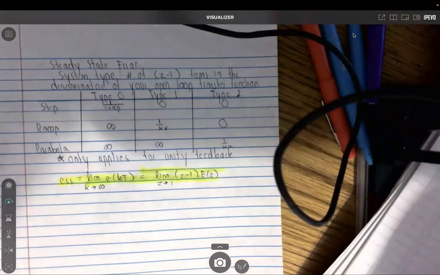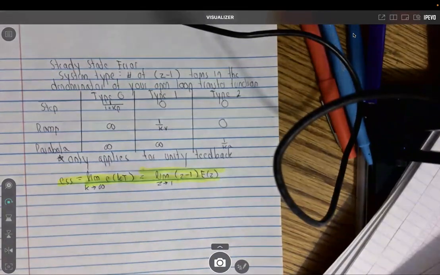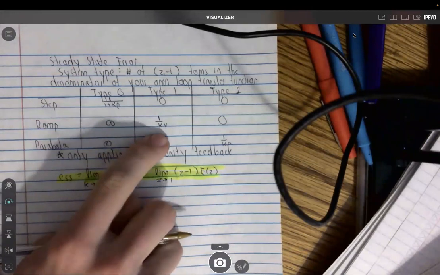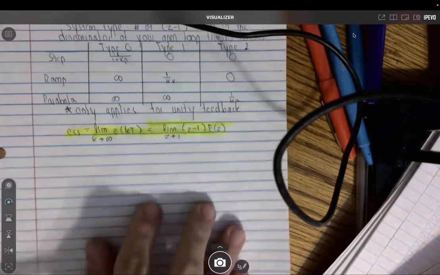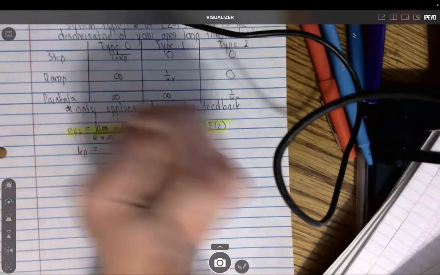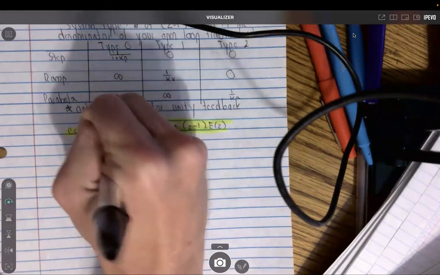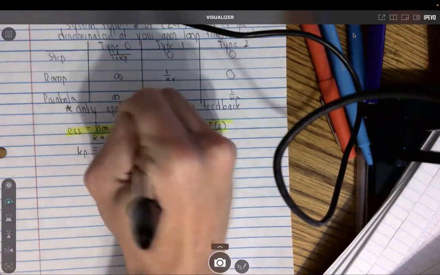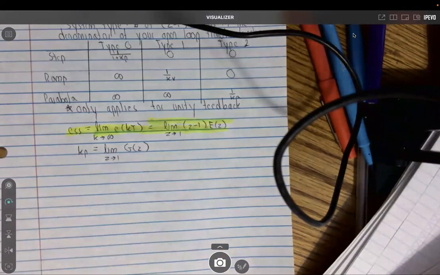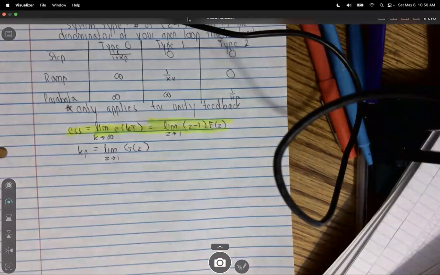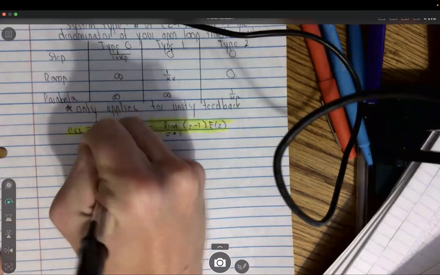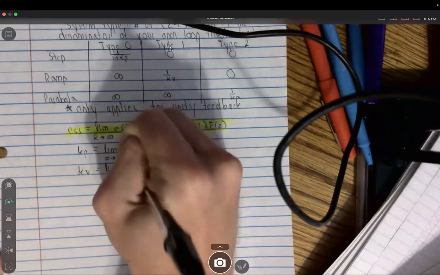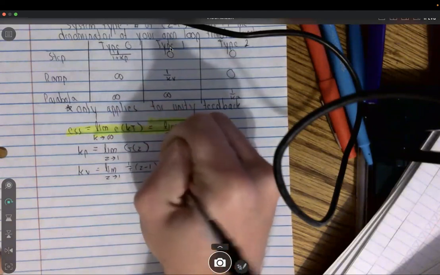Okay, so let's look at an example. How are your position error and velocity error defined in the Z domain? Kp is equal to the limit as z goes to 1 of G of z, where G of z is your forward transfer function. And Kv is the limit as z goes to 1 of (1 over T)(z minus 1) G of z.